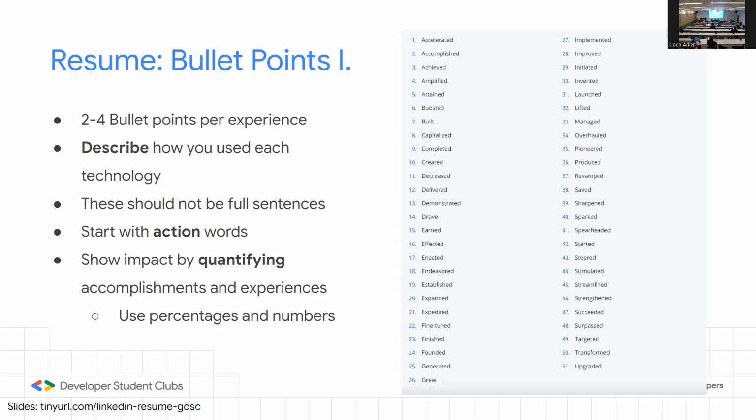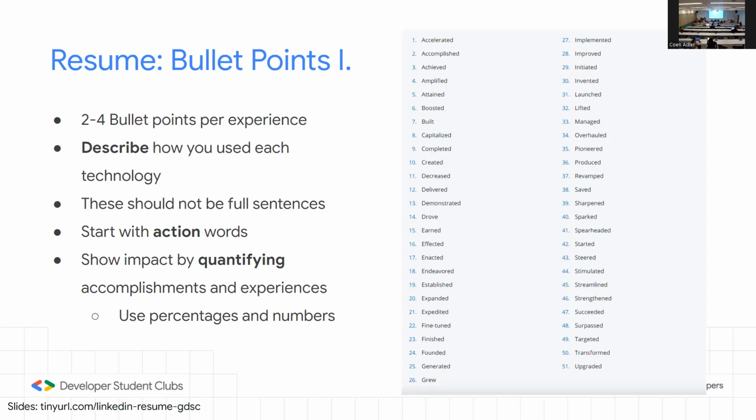So basically the bullet points. As Hannah mentioned, it should be 2 to 4 bullet points per experience. For projects and relevant technical experience, describe how you use technology. These should not be full sentences, so don't use I. Generally they are in past tense because it's something that you've already done. We have a picture with a bunch of action past tense words here: completed, created, delivered, earned, produced, pioneered.